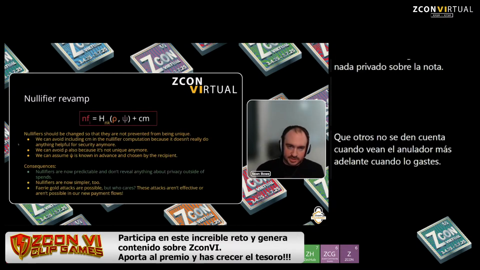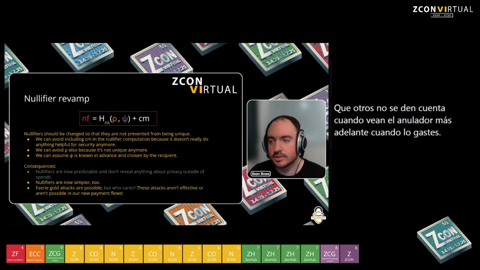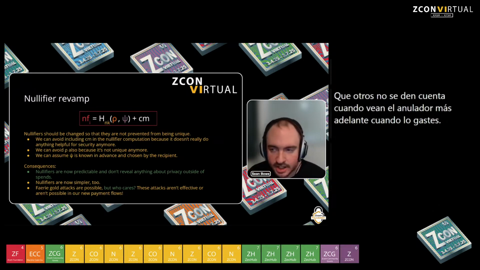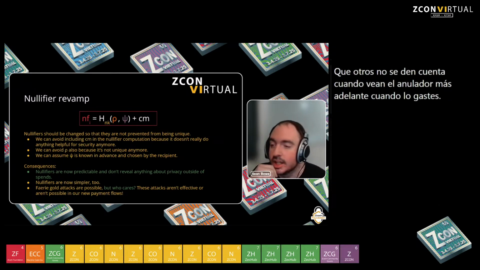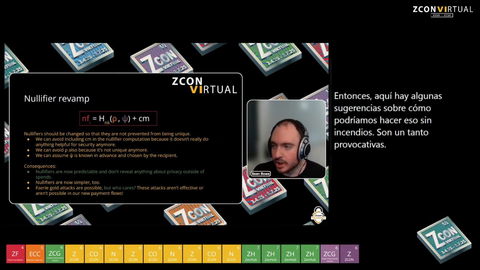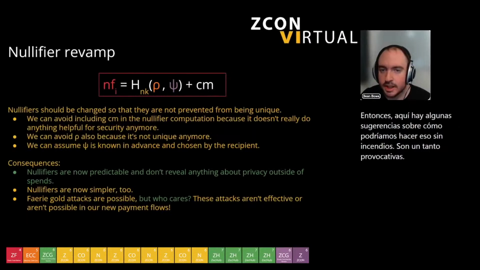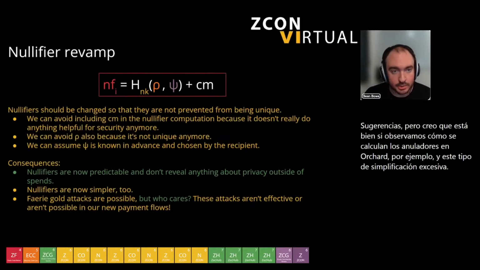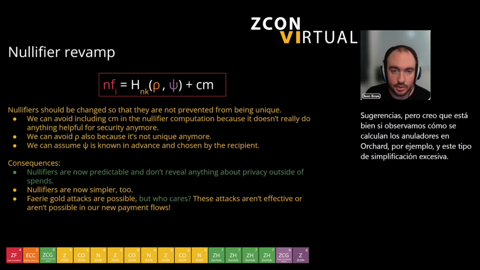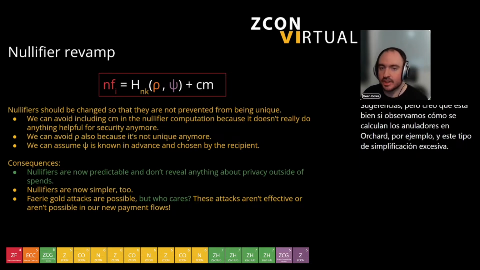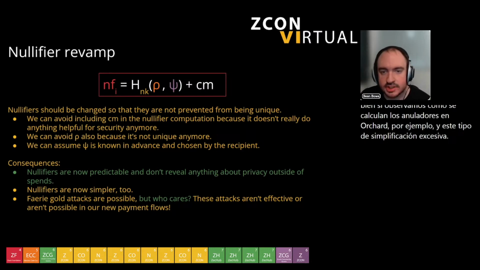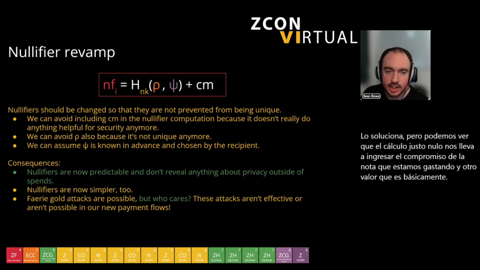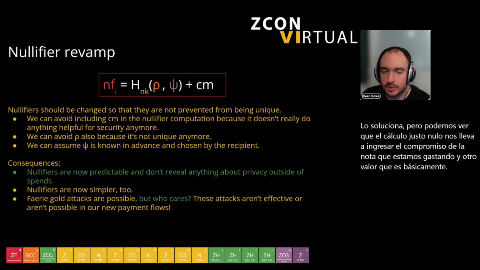So here's some suggestions for how we could do that with nullifiers. These are kind of provocative suggestions, but I think that is fine. If we look at how nullifiers are computed in Orchard, for example, and this oversimplifies it, the nullifier computation takes as input the note commitment for the note that we're spending, and another value, this rho value, which is the nullifier of one of the spends in the transaction that originally created the note that we're spending.